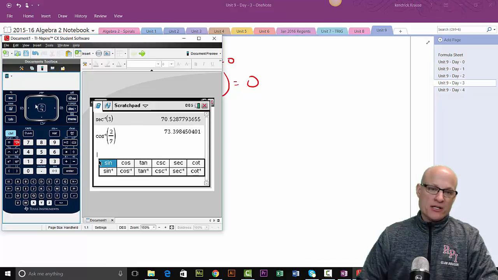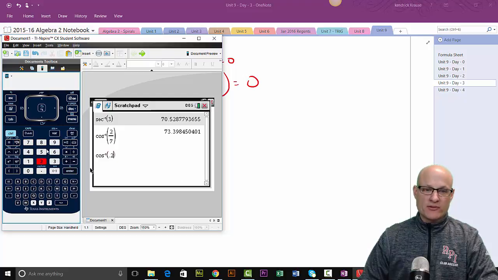Inverse cosine, we don't put the negative in. 0.25 is the same as 1/4. And you get 76 degrees.